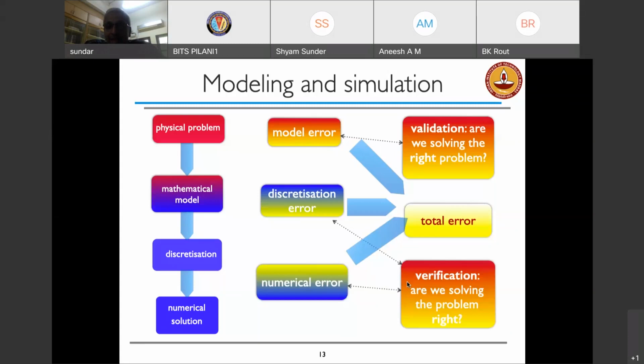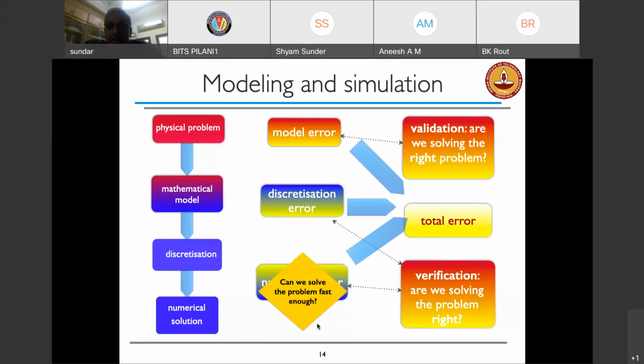Once you have validated, then the question is, are we solving the problem right? And that's called the verification stage, which is mostly related to the way we discretize, be it the space or the time, and the way we use algorithms to solve these systems of linear equations.